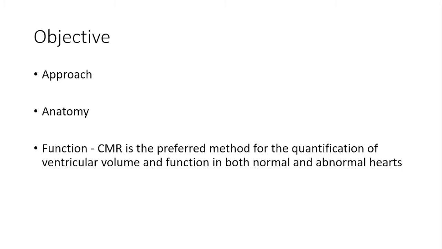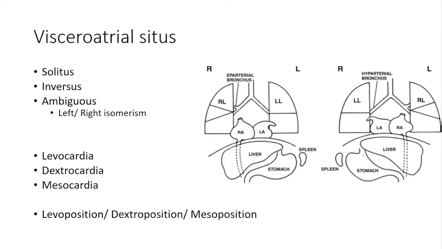Using the segmental approach, anatomy is assessed in three segments, first of which is the visceroatrial situs. Right atrial appendage is broad, blunt and triangular, while the left atrial appendage is narrow, pointed and finger-like. However, this may not be reliably identified by imaging, so non-cardiac organs are more helpful in determining situs.